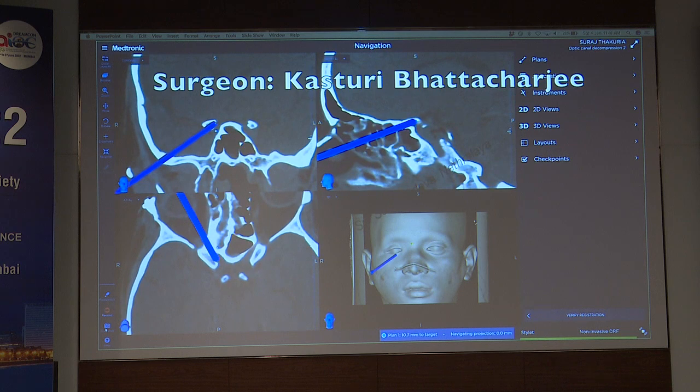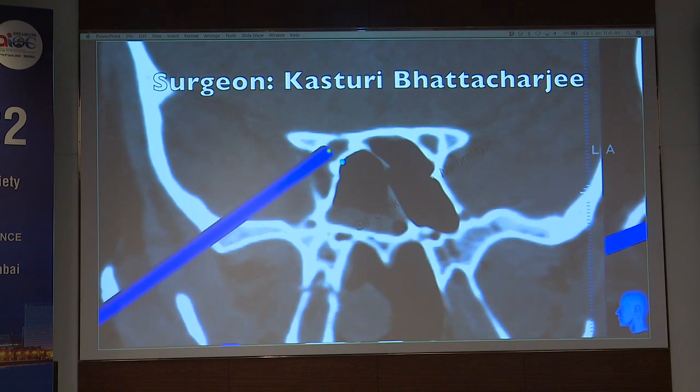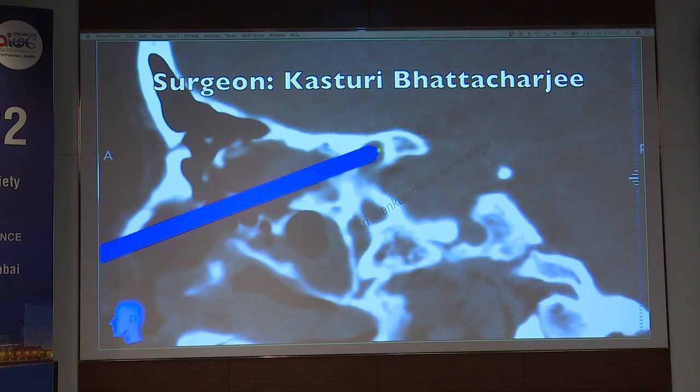Now with my navigation system, you can see from the proximal to the distal end of the canal, the stylet, the tracker is going so well, and you know that you are in the correct plane, and this is the endpoint of the surgery.